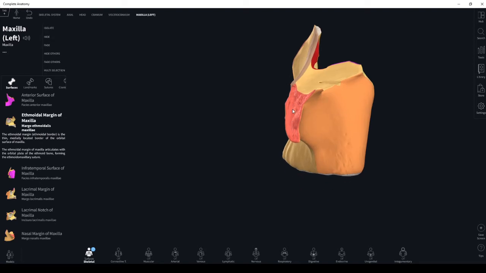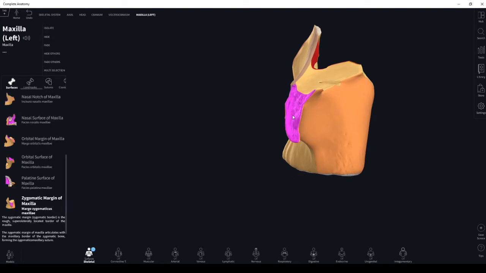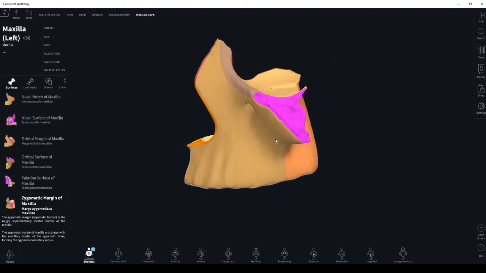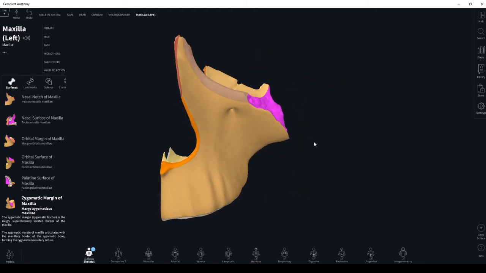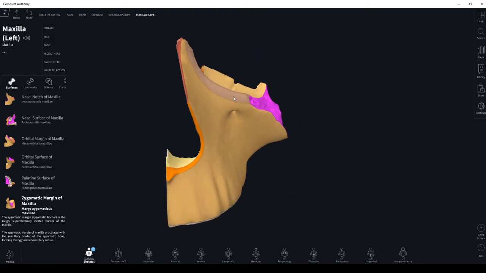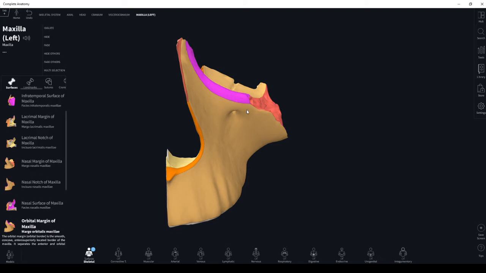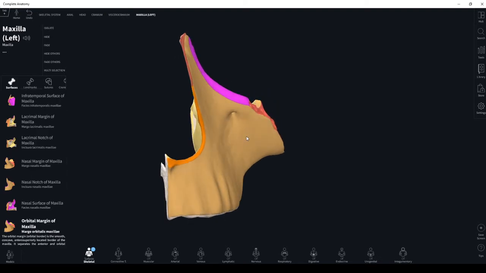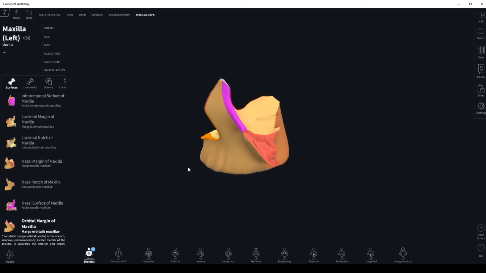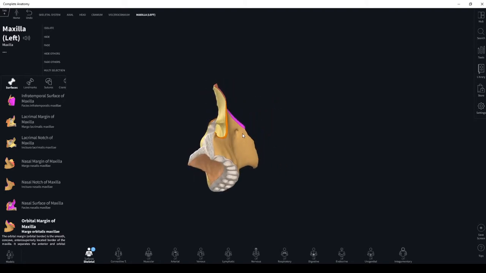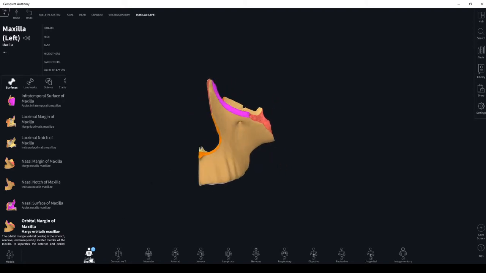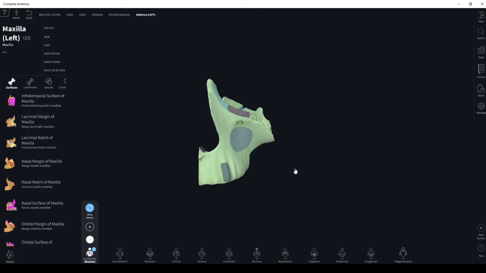Here we have the margo zygomaticus, the zygomatic margin, which is wide and forms the suture with the zygomatic bone. This one is the orbital margin of the maxilla, which is the rim of the orbital fossa. Those are the main borders and surfaces. Now the landmarks which we can find on it. First of all, we can see on the anterior surface.